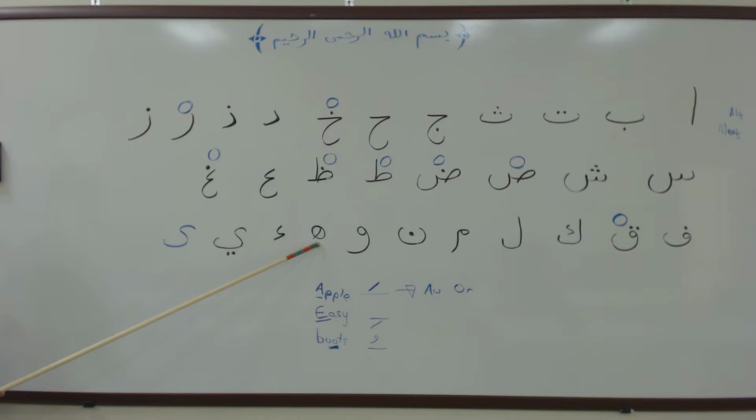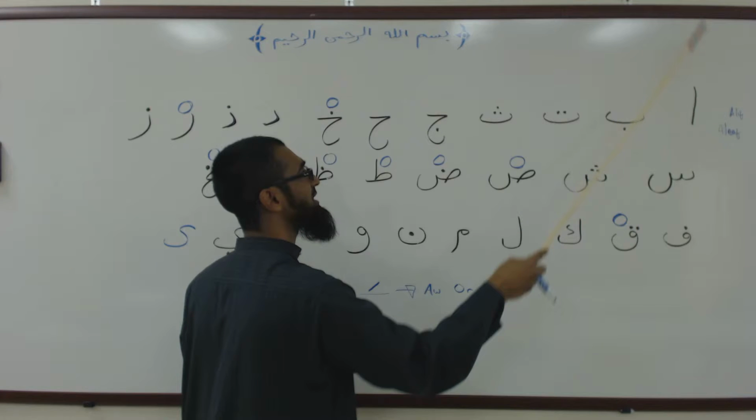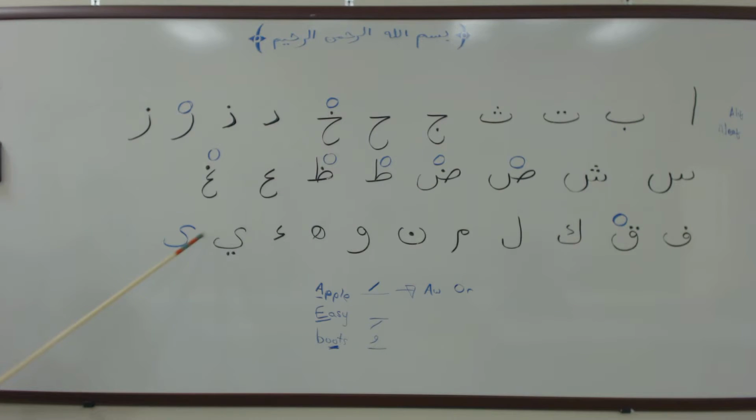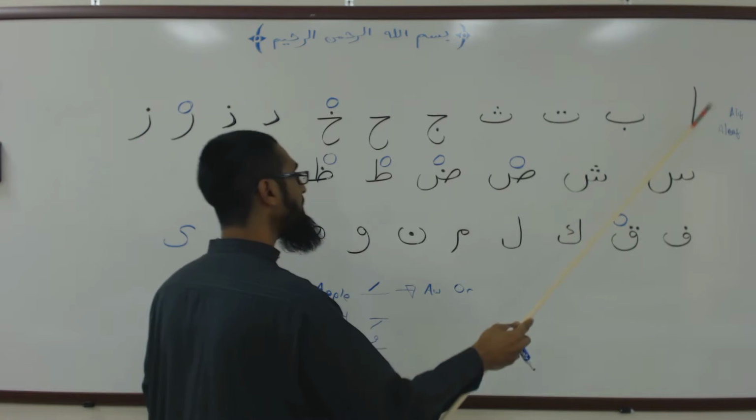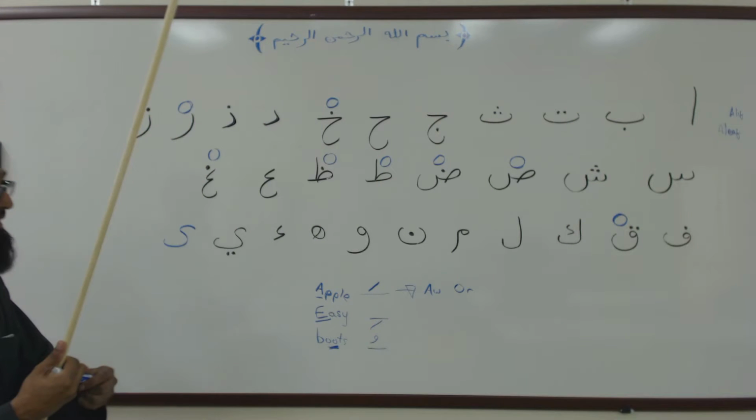Ha. Now, you think this one is round? No. Hamza. Nope. Ya. And alif maqsura, right? This is actually called alif maqsura, and this is alif mamduda. Mamduda means the stretched out alif. This is alif maqsura, the curled up one. Okay, they're both alifs.